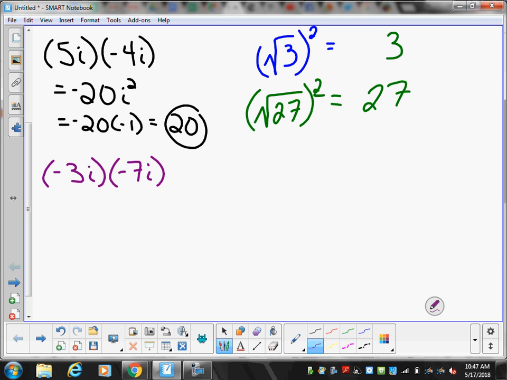So what is negative 3 times negative 7? 21. And then i times i is i squared. And we just said i squared is the same thing as negative 1. So that's 21 times negative 1, which is negative 21.